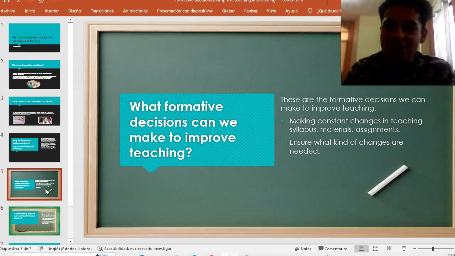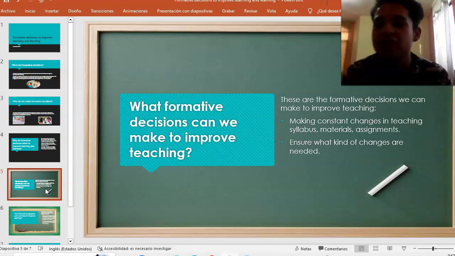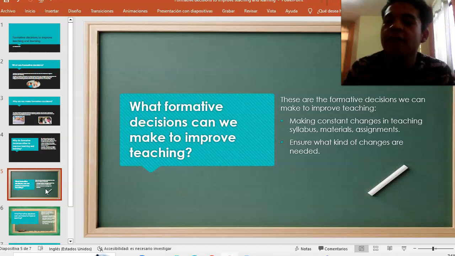So, by making these two formative decisions, we can assure that our students understand our way of teaching correctly, and so they won't get confused or misunderstand the lesson or topic, by ensuring what kind of changes are needed and by constantly making changes in teaching syllabus, materials, and assignments depending on whether the student has received the lesson well. It is really important to make these types of decisions when teaching.